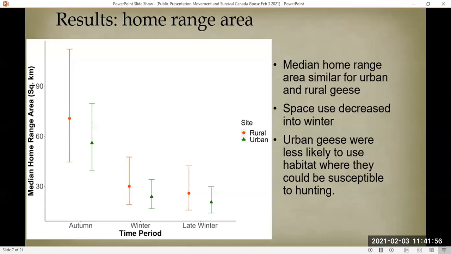What we found in terms of home range size was that urban and rural geese had relatively similar size home ranges. And we found a consistent pattern where their home ranges were largest during September and October. And then we saw this decline as we moved into winter in December and January. We did find that urban geese used habitat that was less available to hunters than the rural geese did.